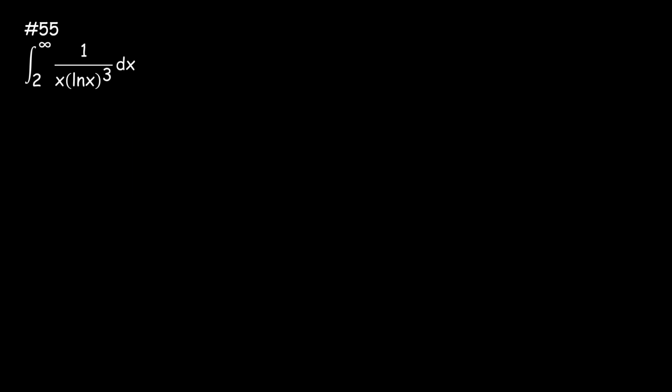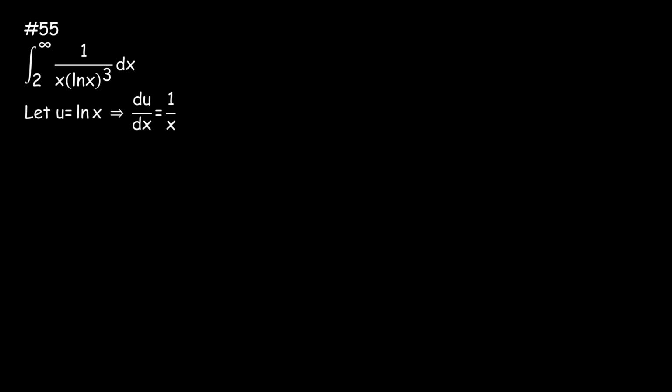Number 55. So we have the integral from 2 to infinity of 1 over x ln x cubed dx. So if you recall, we have done a similar question in the easy or the intermediate section of this video. You can rewind if you didn't watch that part, where we saw the integral of 1 over x ln x by taking the idea that 1 over x dx is already the derivative of ln x, right? Okay, but it's different this time around because we have from 2 to infinity.